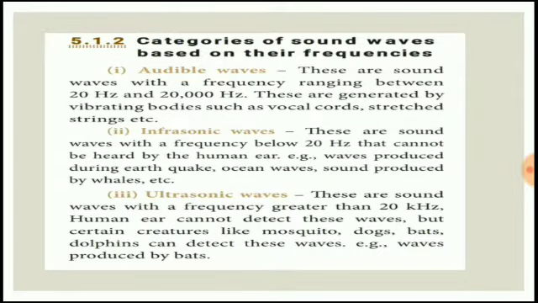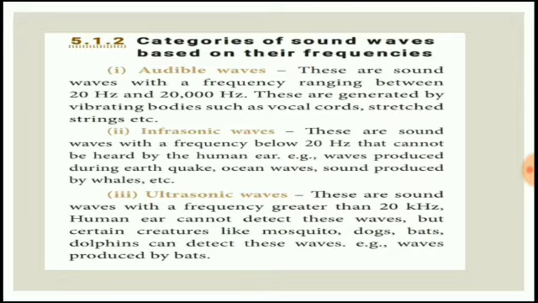And next, come to the categories of sound waves based on frequency. In our book, the same is given. First one is audible waves. These are sound waves with a frequency ranging between 20 hertz to 20,000 hertz, and these are generated by vibrating bodies such as vocal cords and stretched strings. So this is audible sound.